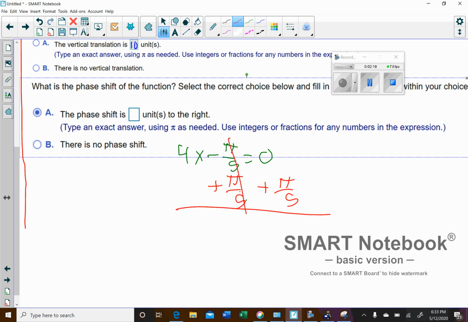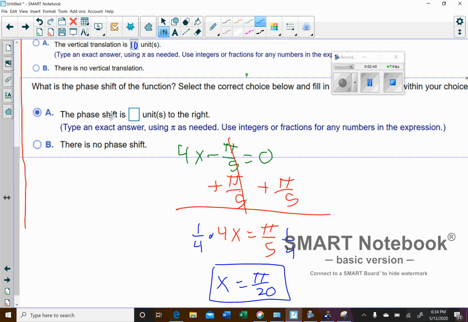And so that cancels out. So we're left with 4x equals pi over 5. And then basically what we'll do is we'll multiply by 1/4 on both sides. And so we end up with x equals pi over 20.